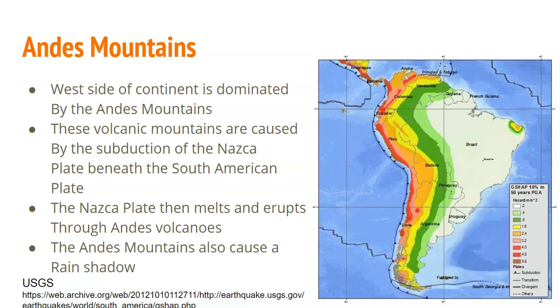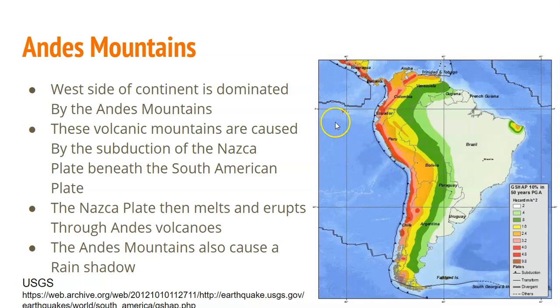But what's happening here is the Nazca Plate, which is going to be this blue mass right here. The Nazca Plate, which is an oceanic tectonic plate, is being subducted beneath the South American plate, which is a continental plate. You can see these little black arrows here. That's showing the direction of movement.